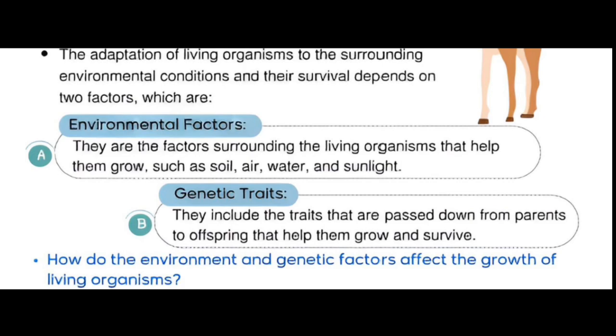So genetic factors are traits or characteristics that pass from parent to offspring, like hair color, skin color, mouth shape, ear shape, nose shape, length of fingers. These are traits passed from our parents to us. So, both help living organisms grow and survive.